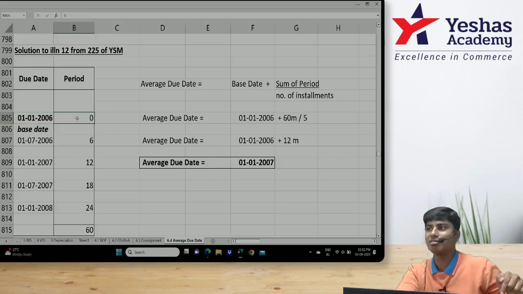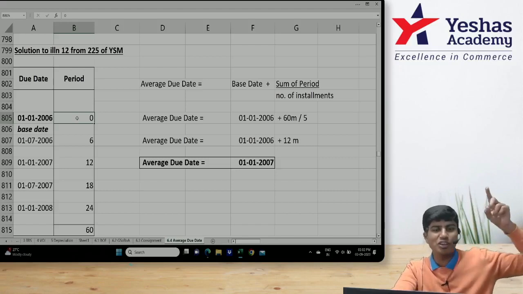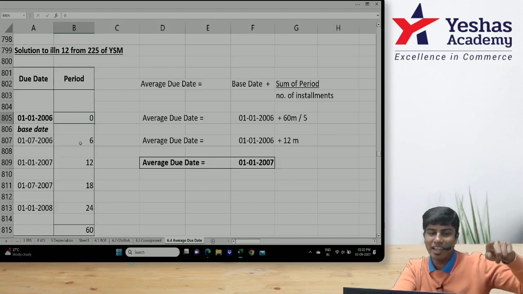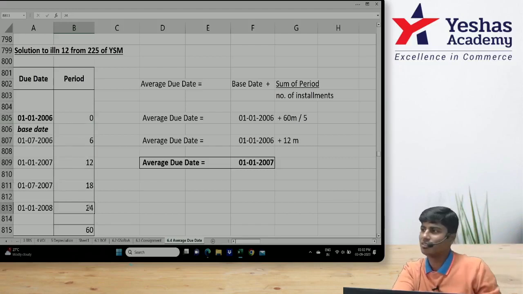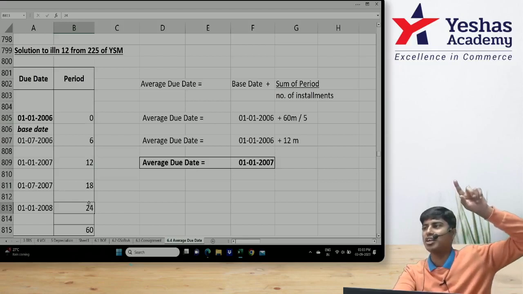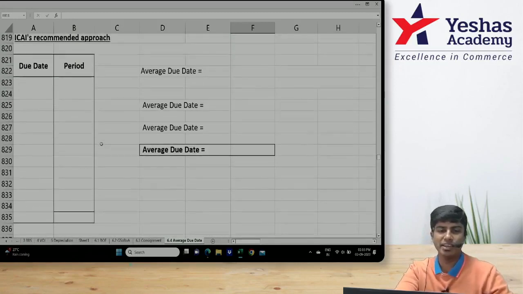12. 1 year, 1st of January 2005 to 1st of January 2006 is 1 year. 12, 18, 24, 30, 36. 120 divided by 5 is 24. Add 24 months to 1st of January 2005, that is 1st of January 2007 only. Are you getting it? Let me show you the ICA approach.